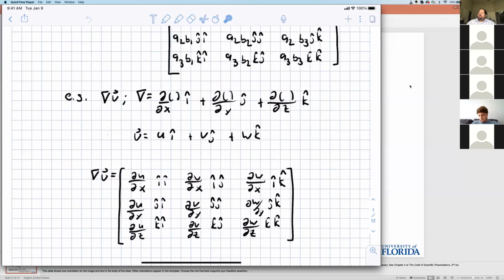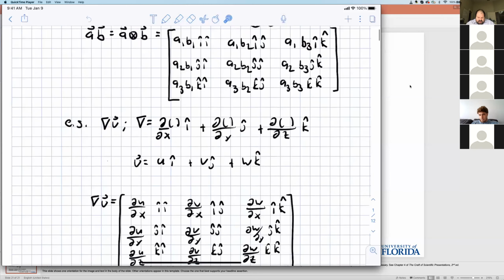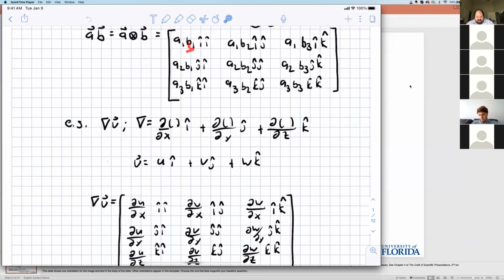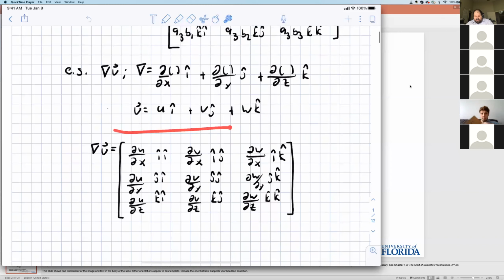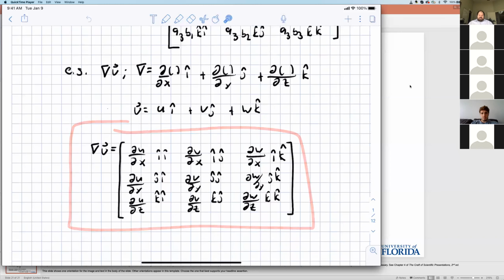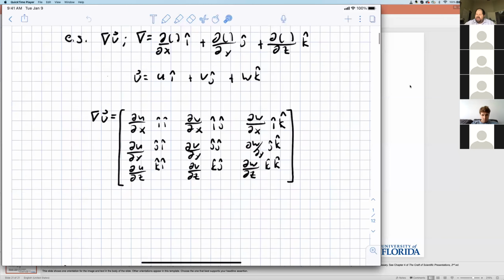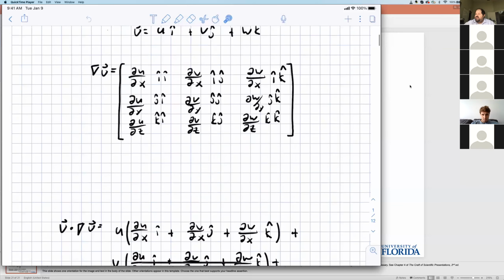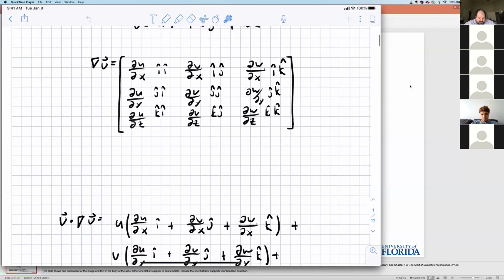A very common dyad that you'll see when we start deriving the governing equations is grad v. The gradient operator is a vector given by this here, and the velocity is also a vector. So grad v is a dyad. If you use this equation, where A is the gradient and B is the velocity vector, you'll see that grad v turns into this. I think most of you have probably seen that before, maybe not in vector notation, but at least in Cartesian tensor notation.